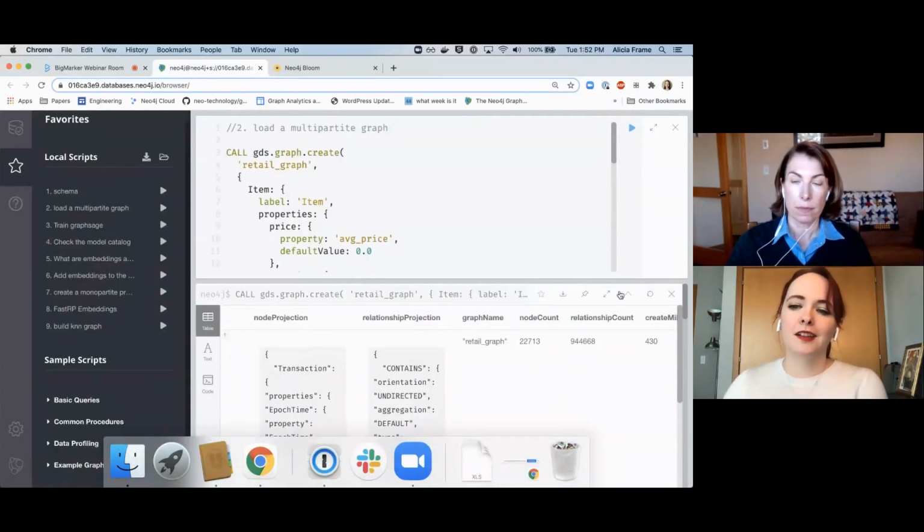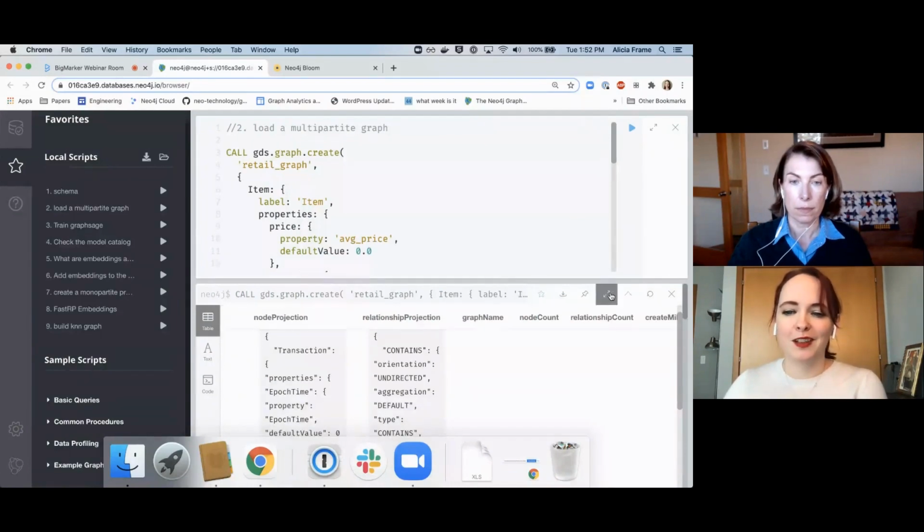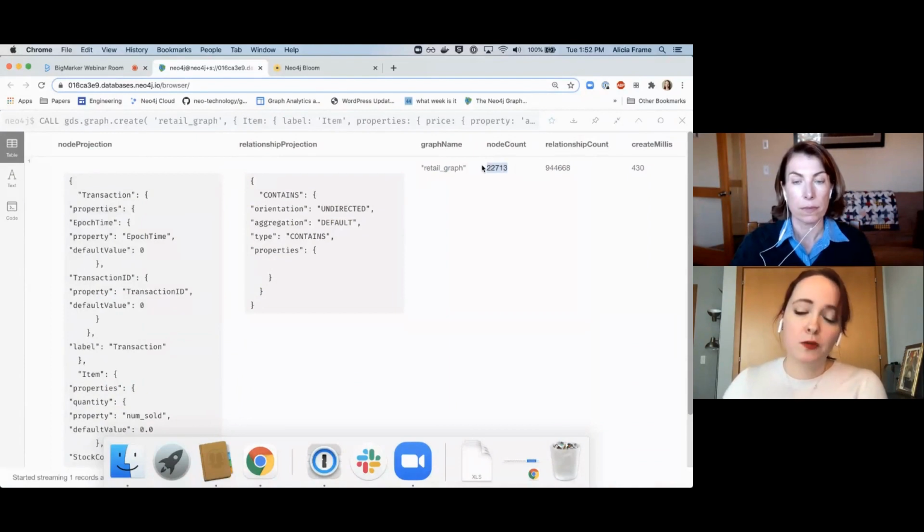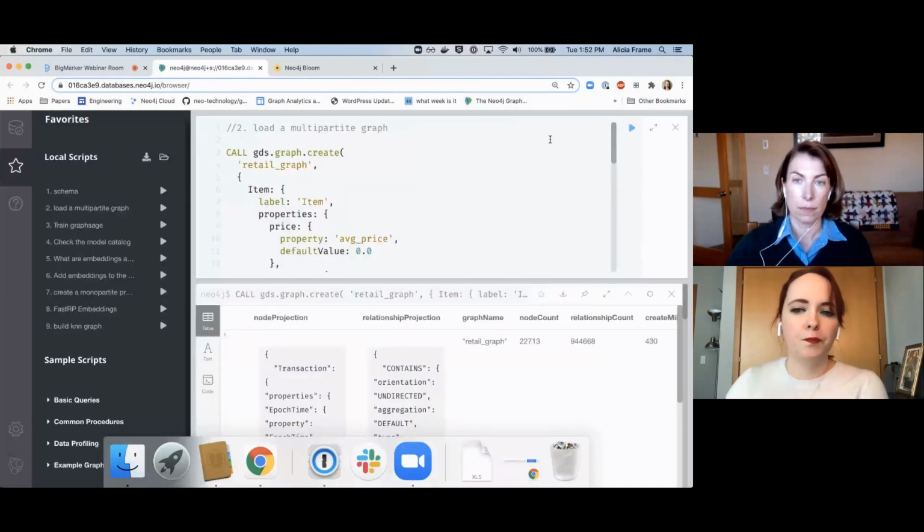And I cleverly loaded this up while I was talking to you. And you can see this loaded pretty quickly. I've got 22,000 nodes in memory, just short of 1 million relationships, took 430 milliseconds. And I can see all about what I've loaded in here. And it's exactly what I explained before.